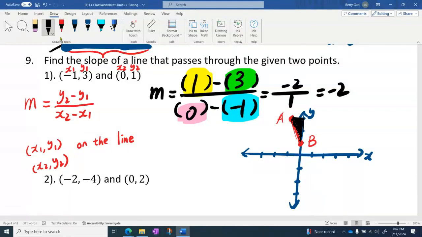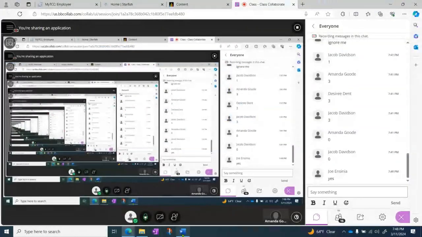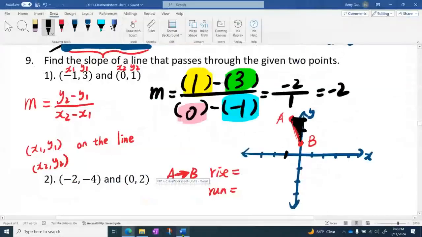Now we are going to go from A to B. You have to confirm the direction. You are going from A to B. Tell me what is the rise when you go from A to B, and what's the run. From A to B, vertically you go down. It declines from A to B. Do you agree it declines? Go down how many units?